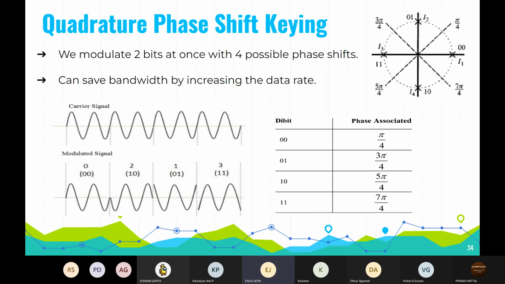So now in the waveform, we can see the shift of 5 pi by 4 from the previous waveform, and the next bit is 0 1. See from the table, for 0 1 there should be a 3 pi by 4 phase difference. So from the previous wave signal, there is now a phase shift of 3 pi by 4, and so on. So whatever information we modulate, we need to take this table as a reference for modulating the data.